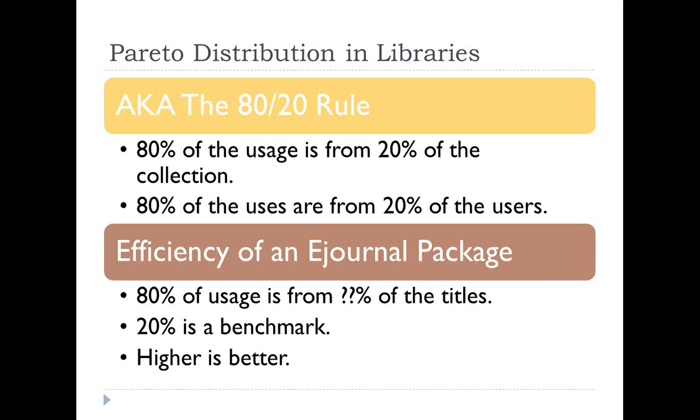But it's a good way of demonstrating the spread of whatever you're looking at, in this case, the distribution of usage. And we wanted to see how efficient an eJournal package was. 80% of the usage is from what percent of the titles? We selected 20% just as a benchmark. It really wasn't founded on anything. But the goal was higher is better. So we just wanted to see.